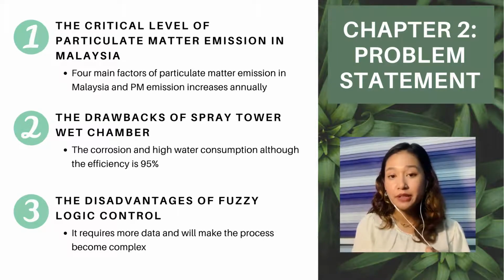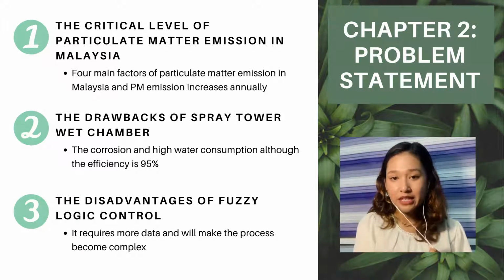As for the problem statement, we have been discussing in detail the four main factors that lead to the increase of particulate matter emission in Malaysia, which are industrial chemical processes, vehicle emissions, open burning and haze episodes that lead to air pollution. From the data in our research, it is found that the particulate matter emission tends to increase annually from 2012 to 2019 and is expected to increase in the future.